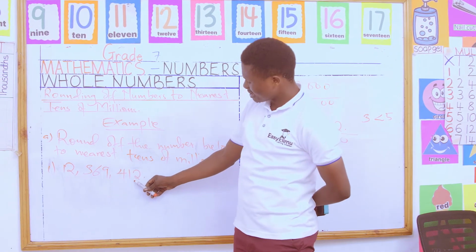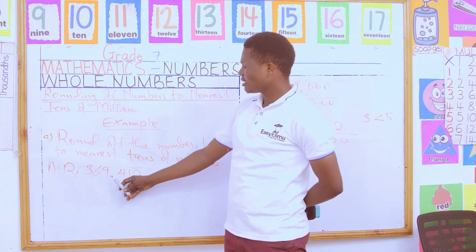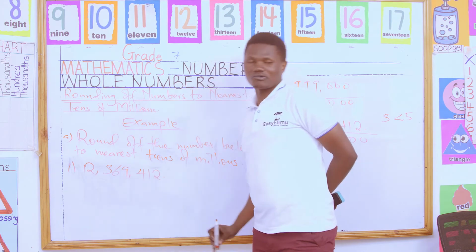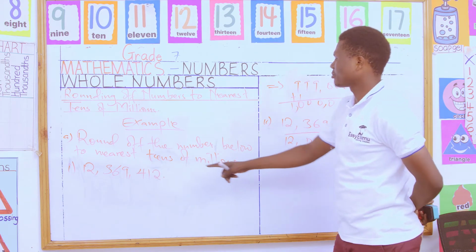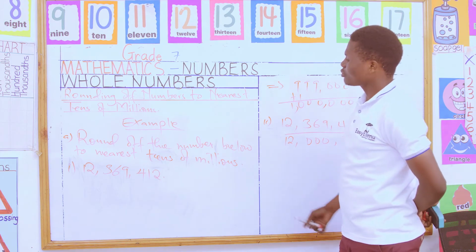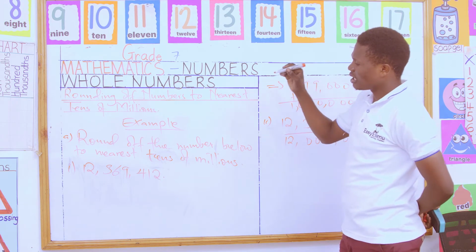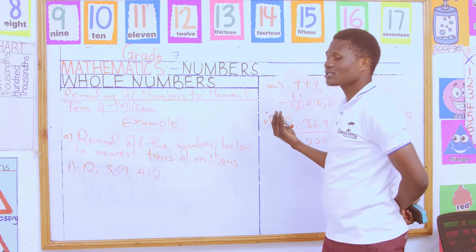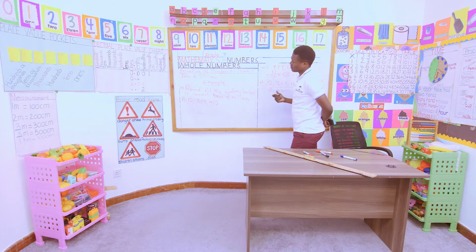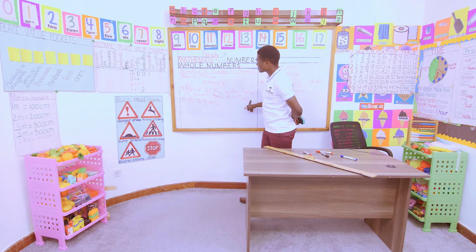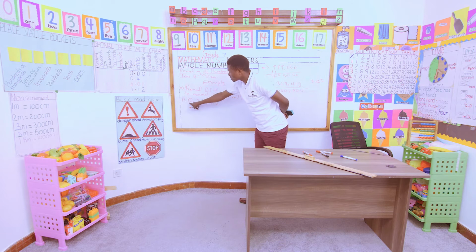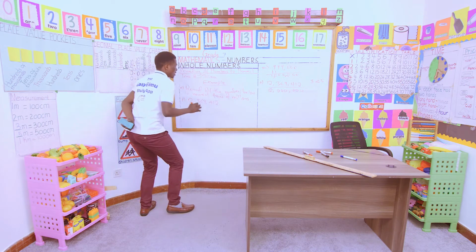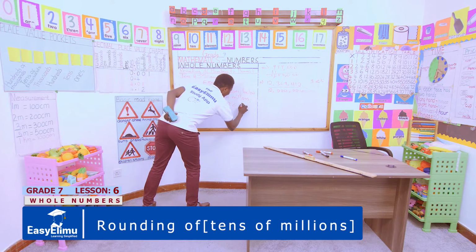Because the place value of the first digit here is ones, tens, hundreds, thousands, tens of thousands, hundreds of thousands, millions and tens of millions. So digit 1 is occupying the place value of tens of millions. And after that, we identify the digit in the place value that precedes the stated place value, which is, Irene, millions, correct. So the digit that precedes that is millions, and the digit there is 2. So the digit is 2, and 2 is less than 5.